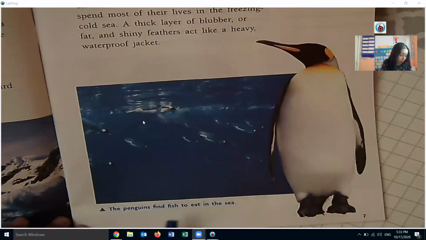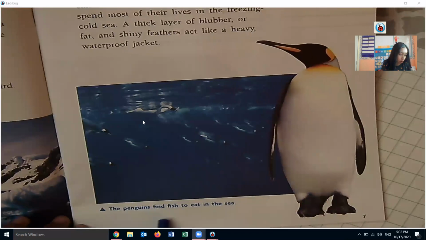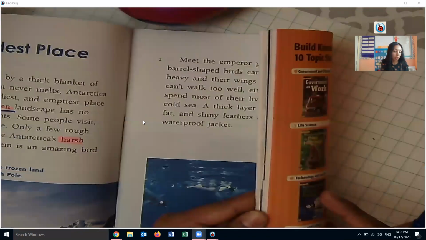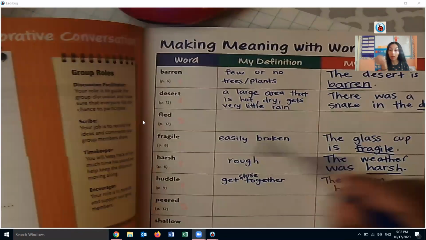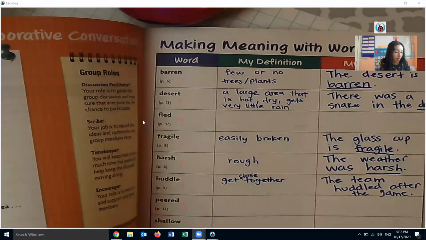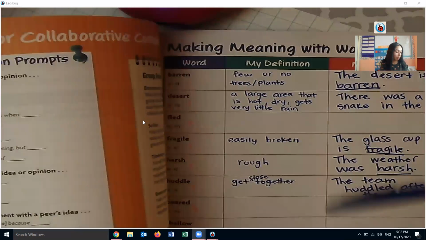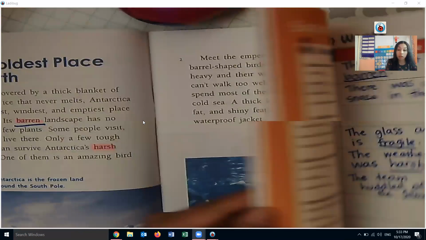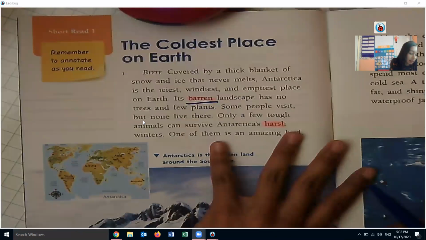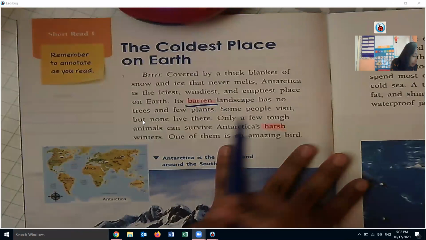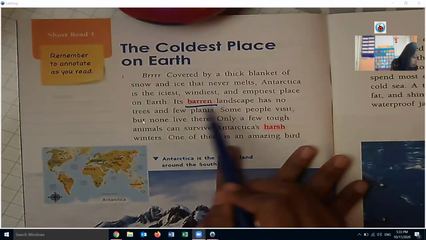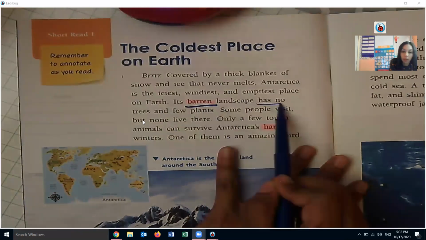And it says here, the penguins find fish to eat in the sea. So, barren, I'm actually going to look in my own little dictionary down back here because I've already defined this. It says few or no trees and plants. So I'm just going to underline that in the sentence because it says the same thing really. Barren landscape has no trees and few plants.